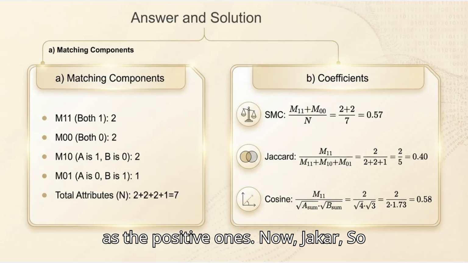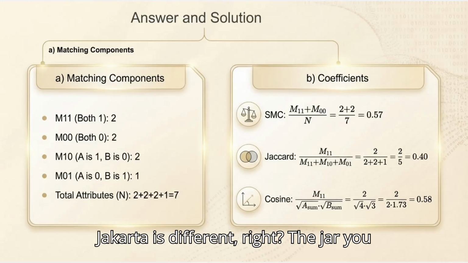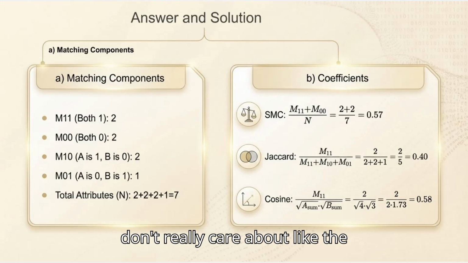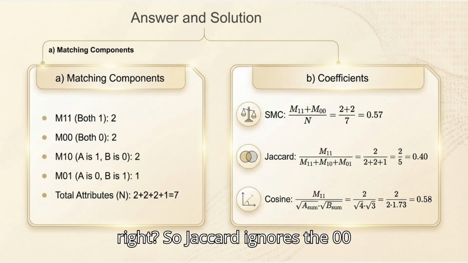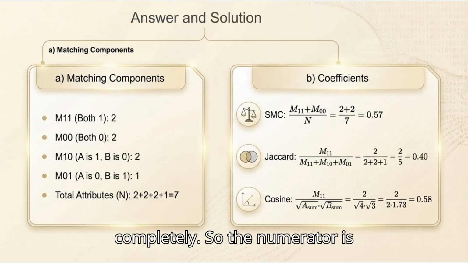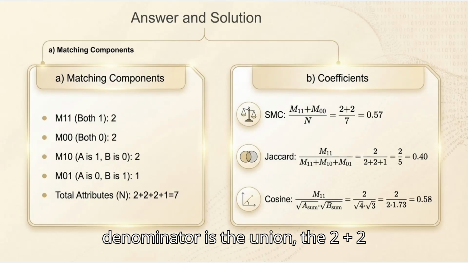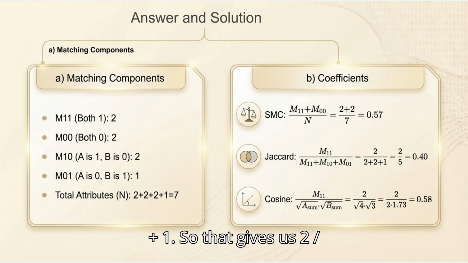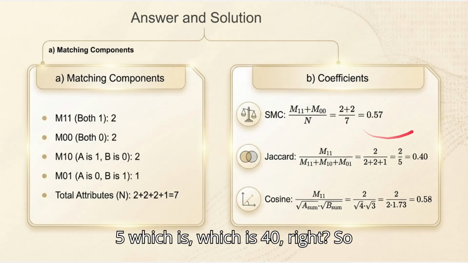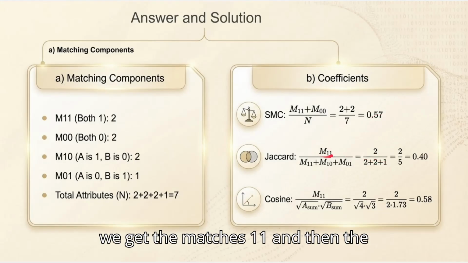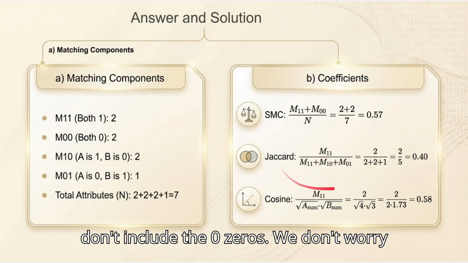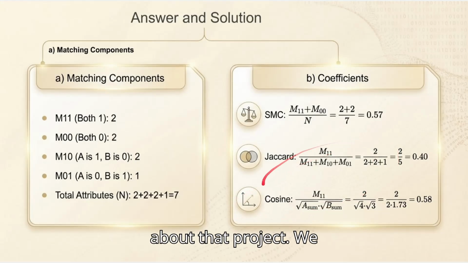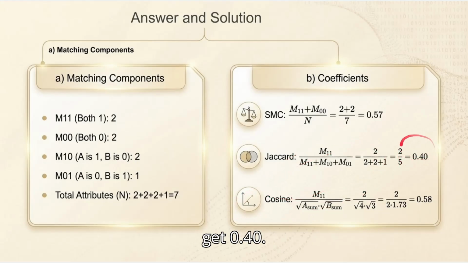Now, Jaccard. Jaccard is different, right? In Jaccard, you don't really care about the thousands of items that you didn't buy. So Jaccard ignores the 0, 0 completely. The numerator is the intersection, 2, and the denominator is the union, the 2 plus 2 plus 1. So that gives us 2 over 5, which is 0.40. So we get the matches, 1, 1, and then the matches plus the mismatches. But remember, we don't include the 0, 0s. We don't worry about that for Jaccard. And we get 0.40.